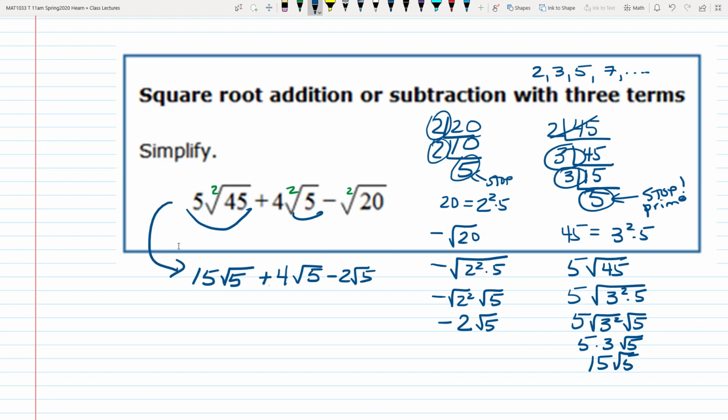All right, so now we have all like radicals. So we can just add and subtract the coefficients, right? 15 plus 4 minus 2, you don't have to write that step, but times the square root of 5. That's going to be 19 minus 2, or 17 square roots of 5.